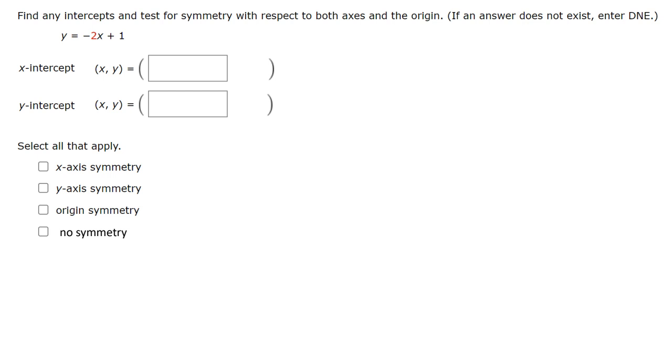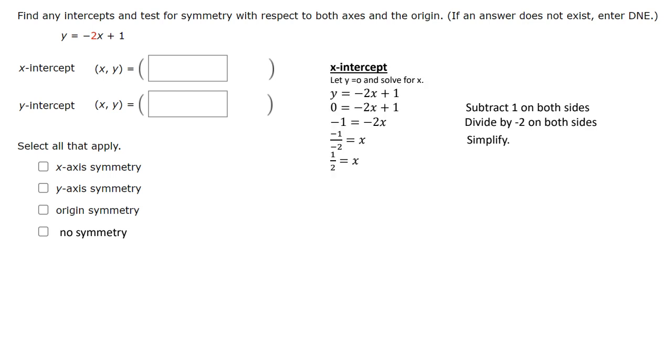So again, just to review, to find our x-intercepts, what we need to do is set y equal to 0 and then just solve for x. So again, we're going to replace the y with a 0 and go ahead and solve for x. So the first thing we do is subtract 1 on both sides, and then we're going to divide by negative 2 on both sides, and we see that x is equal to 1/2.